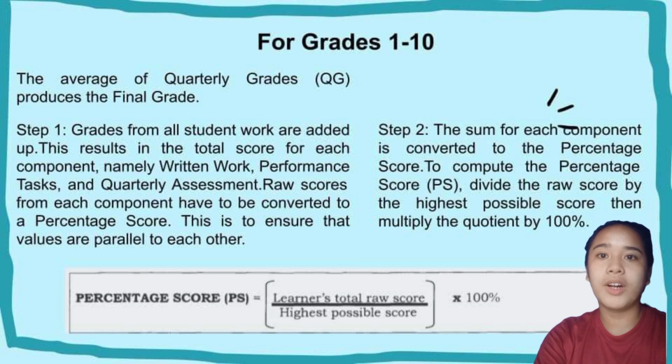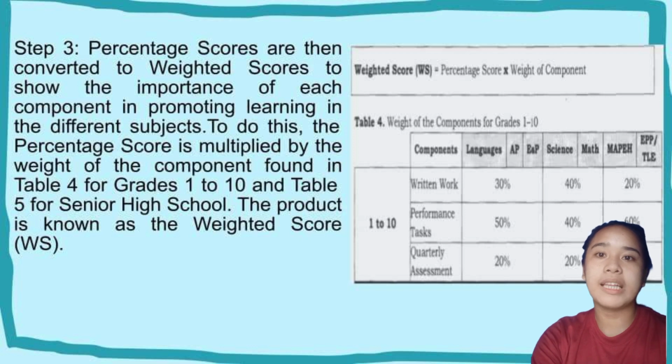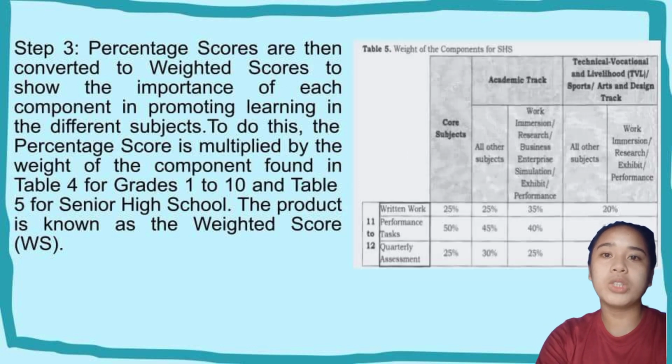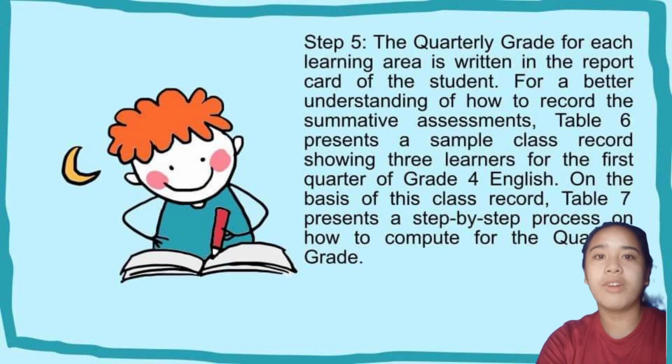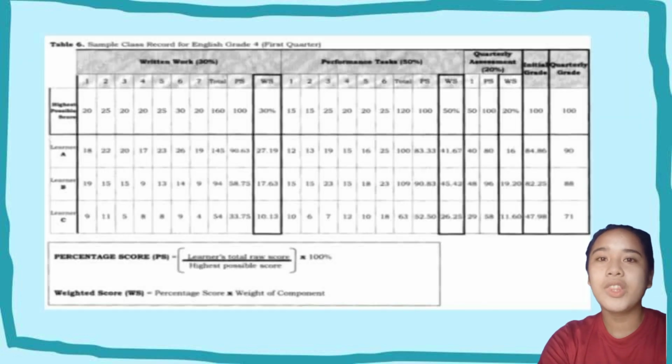Step 2. Grades from all students' work are divided by 100. This results in the final grade for each component, namely written work. To calculate the percentage score, divide the raw score by the greatest possible score and then multiply the quotient by 100%. This is done to ensure the values are parallel to one another.